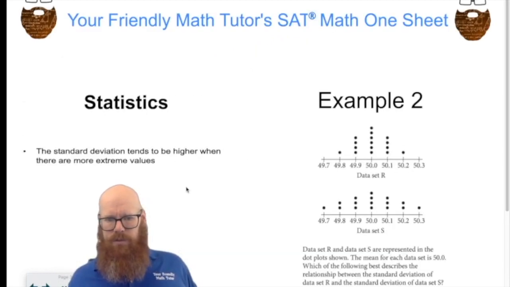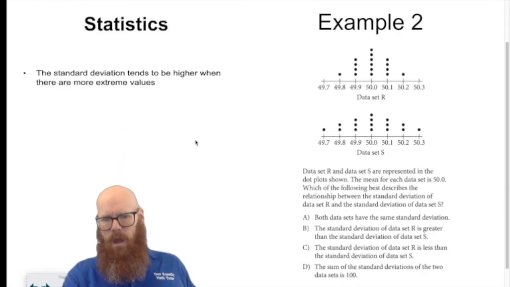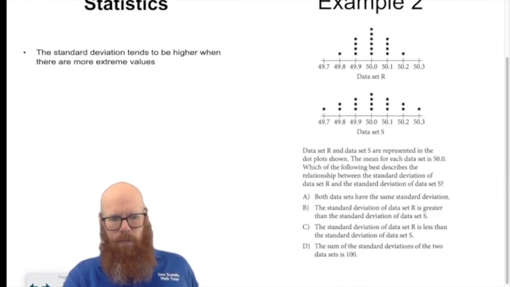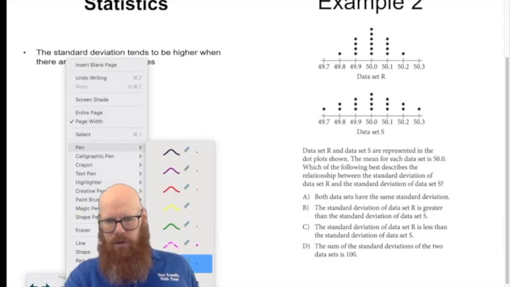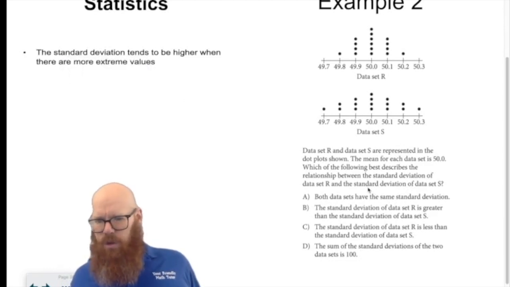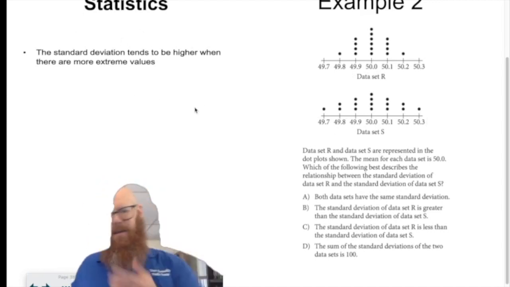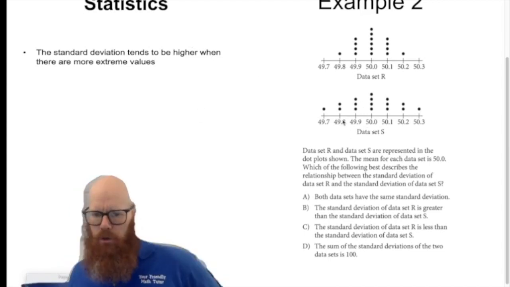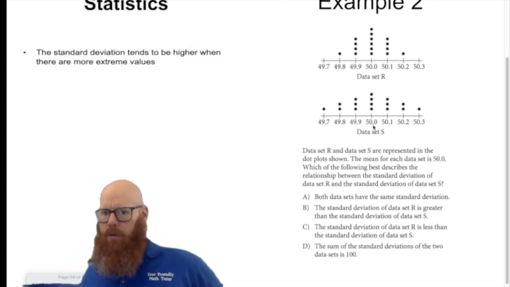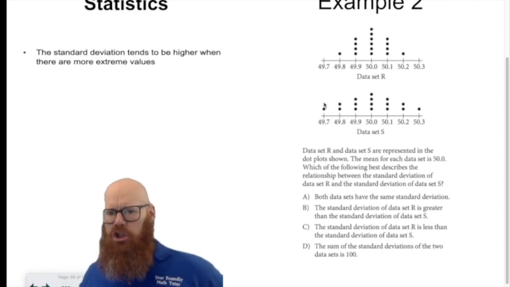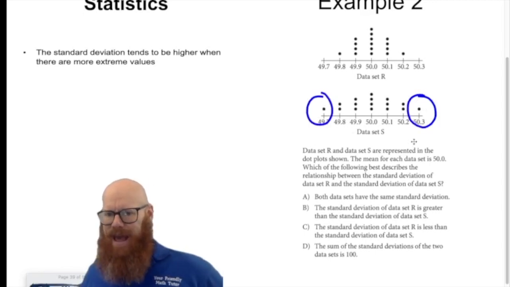Okay. So let's take a look at our next type of problem. And this one has to do with standard deviation. So standard deviation tends to be higher when there are more extreme values. All right. So if we take a look at this, it just wants to describe the standard deviation between the two sets. If you just look at the sets, notice all the numbers are the same. So that's why I said tends to be higher. Just notice that this data set S has more extreme values, so it's going to have a higher standard deviation.